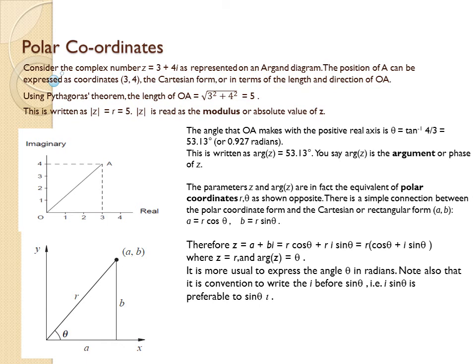Therefore z equals A plus iB. I know A equals r cos theta, and i times B means i r sin theta, so z equals r of cos theta plus i sin theta, where modulus of z equals r and argument of z equals theta. So this is the usual form of polar coordinates, z equals r of cos theta plus i sin theta. Now in different problems we have to find the value of theta and the value of r, so that we can represent a complex number in polar coordinates.